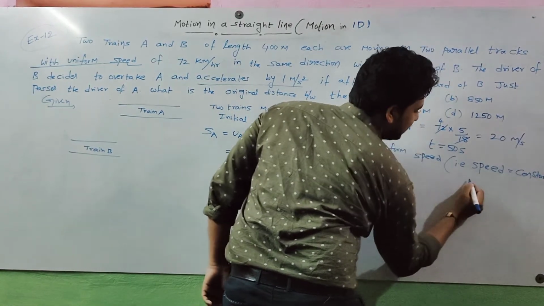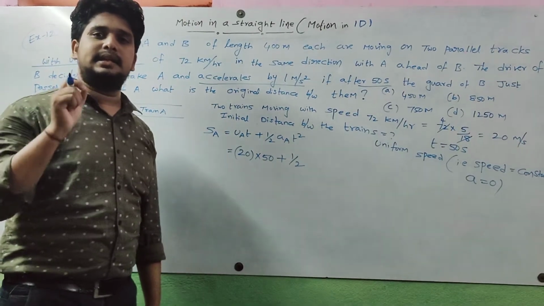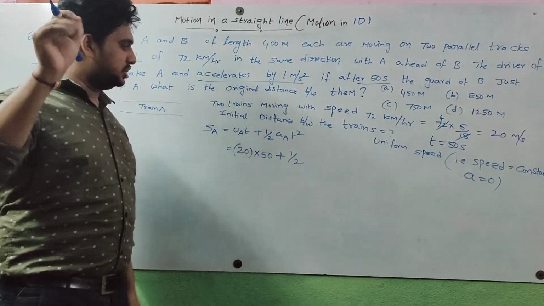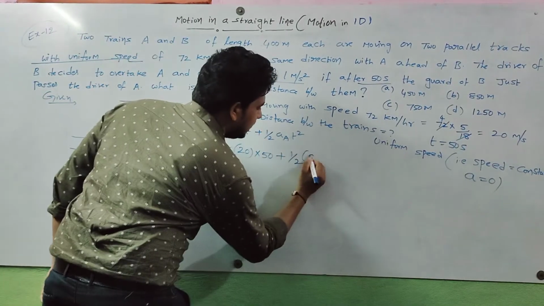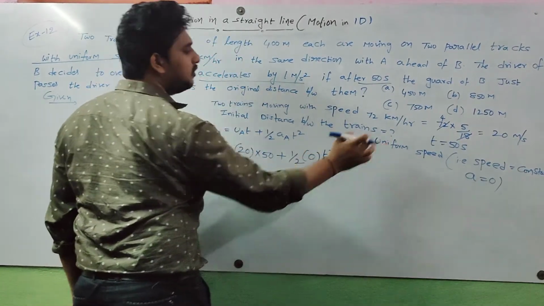Whenever speed is constant, acceleration must be 0. That means here the acceleration is 0 m/s², because the train is moving with uniform speed.